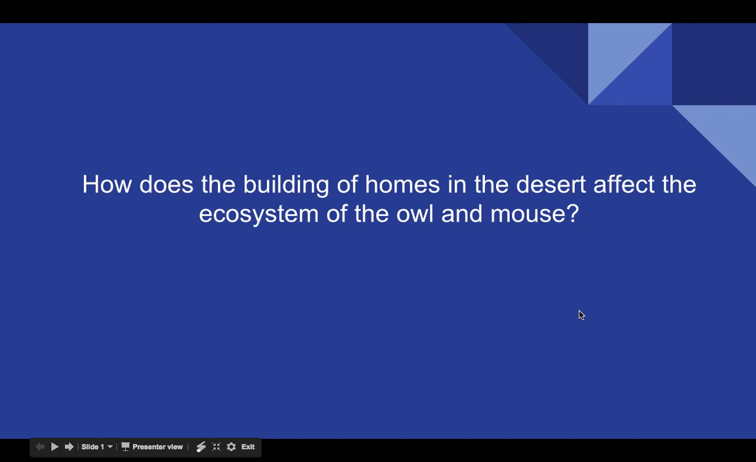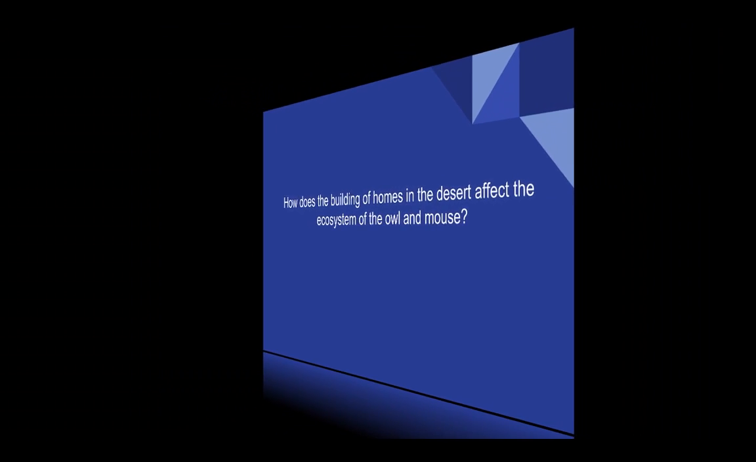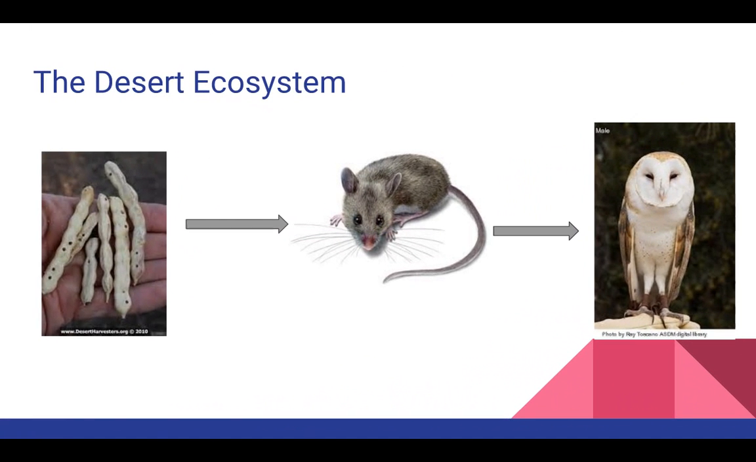Welcome to my project that is going to examine how building homes in the desert affects the ecosystem of the owl and the mouse here in the Southwest. I started out by looking at an ecosystem between the barn owl, desert mouse, and mesquite bean here in the desert.